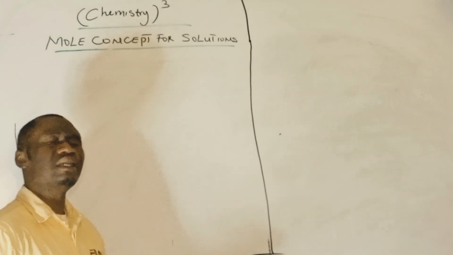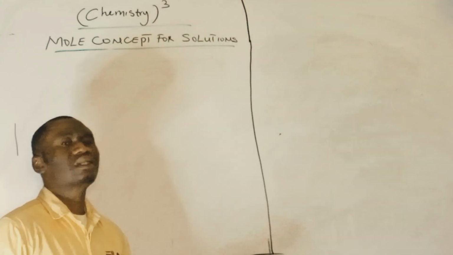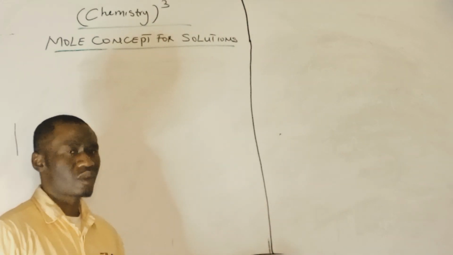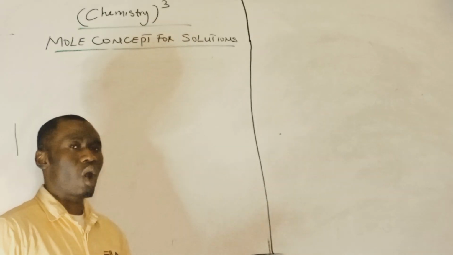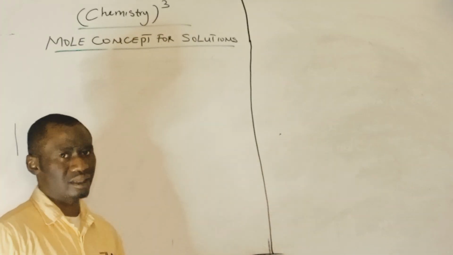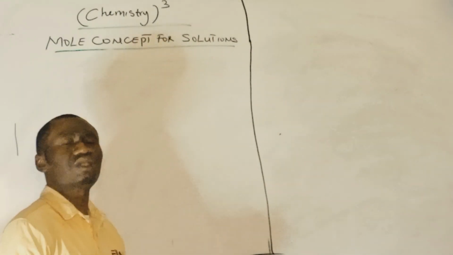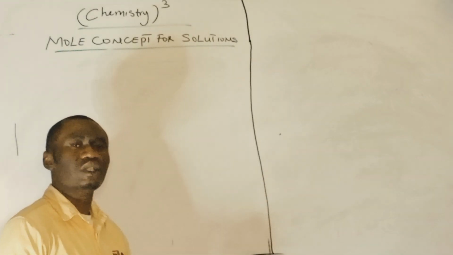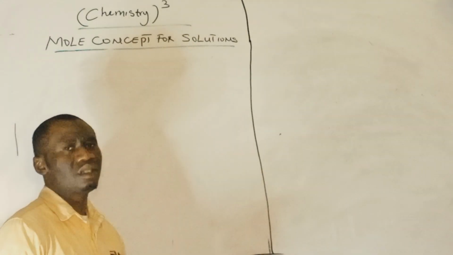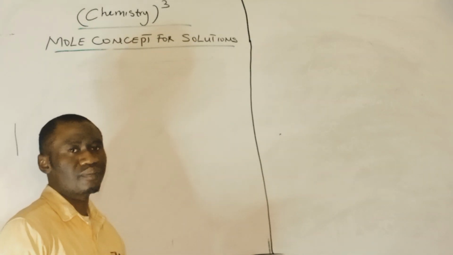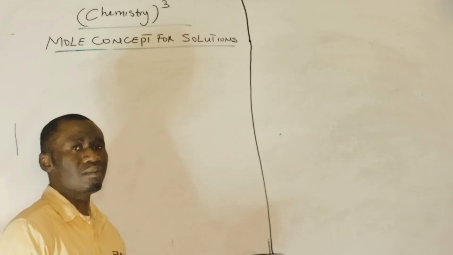Now, this is simply the relationship of how mole relates with solution concentration and volume in dm³ or liters, using molarity. Or in the simplest terms, this is simply the relationship of mole with the solution concentration, volume in dm³ or liters, using molarity.